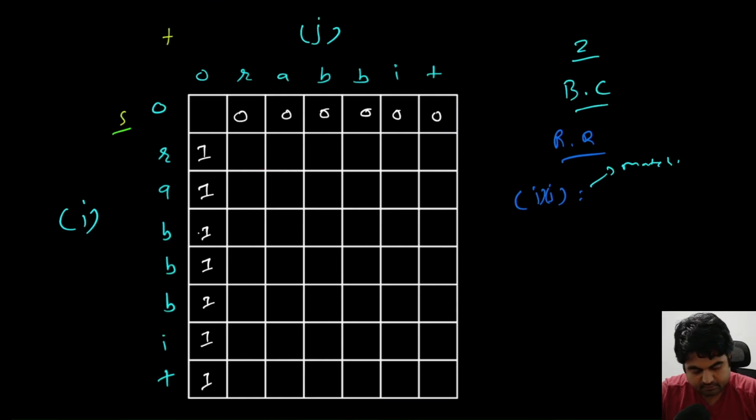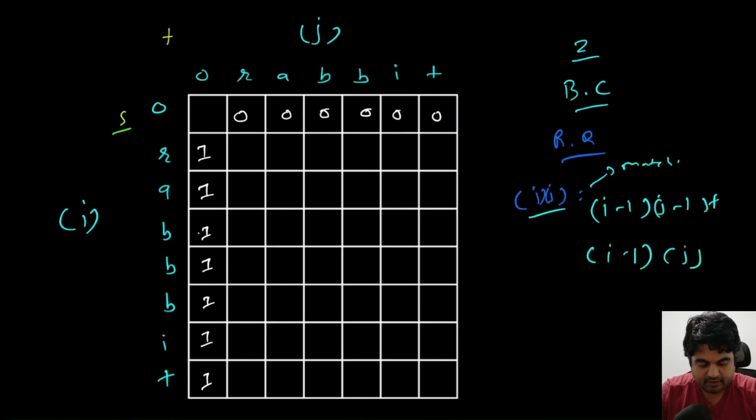So let's say for i and j, if they match, then the diagonal would be i minus 1 and j minus 1, plus what the previous subsequence has been with respect to s, and that would be the value i minus 1 and the current jth value. We'll have to do the sum of both of these two.